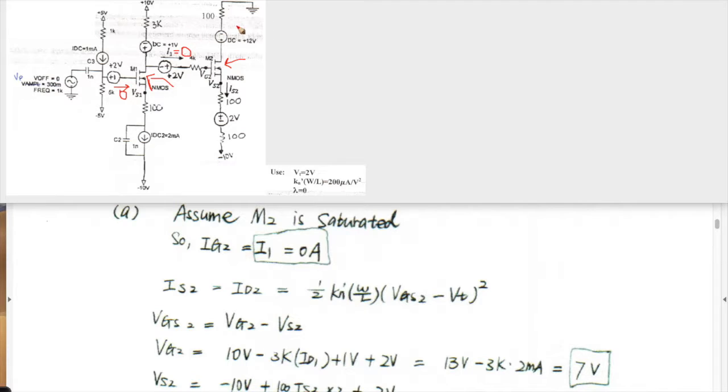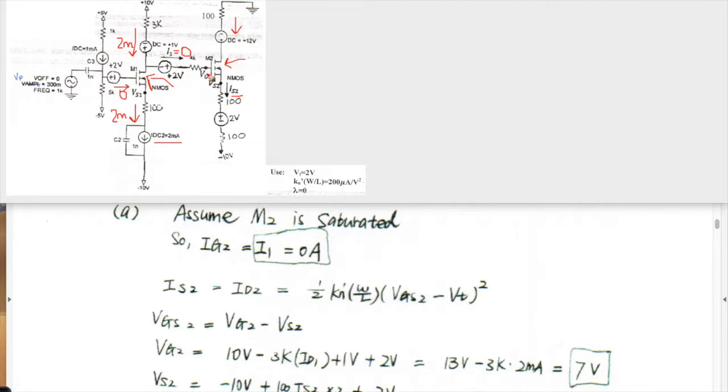And the other thing we know is that the current flowing in the drain also flows in the source. So these two are equal. And the same thing here. This current is going to be the same as this current. So this one has already given you a current of 2 milliamps. So this is 2 milliamps, which means that this one will also be 2 milliamps.